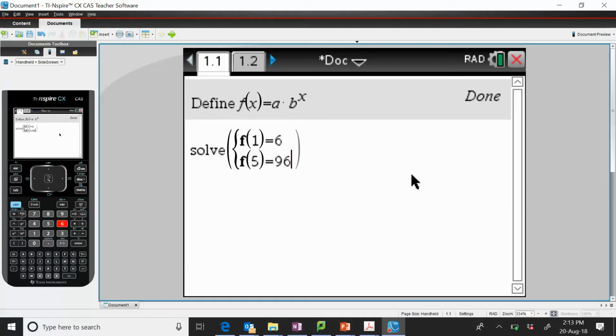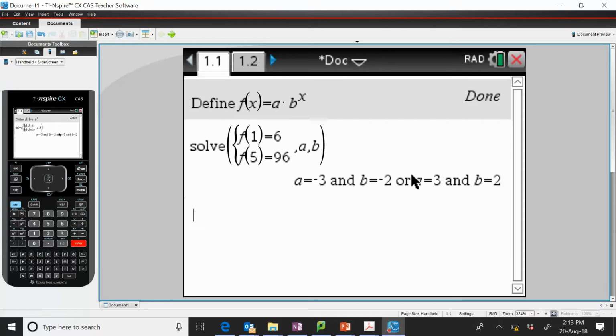I've defined the function already. I want you to solve for a, comma, b. Because you've got 2 unknowns, as long as you have 2 equations, then it can solve it. You've got 2 unknowns, 2 equations, you've got an x and a y coordinate already. You can solve for a and b. Okay? And then you press enter. That's how you get it. Okay?